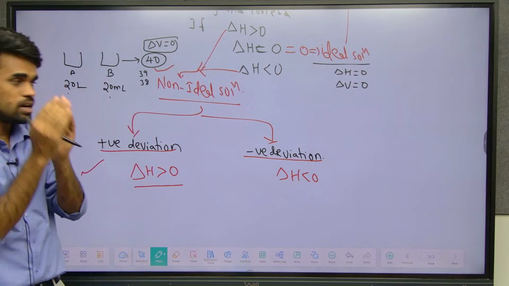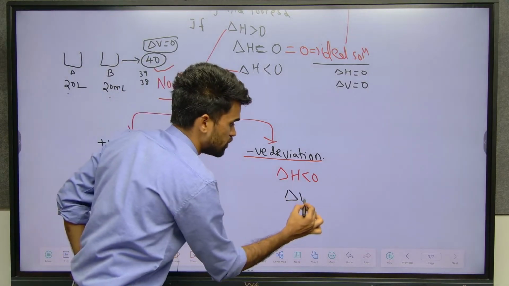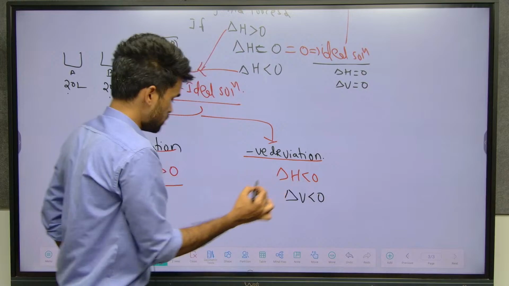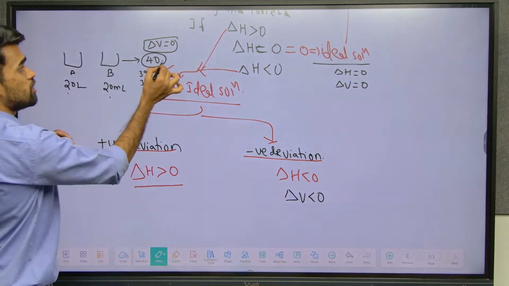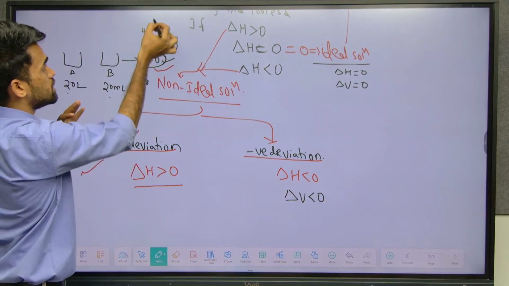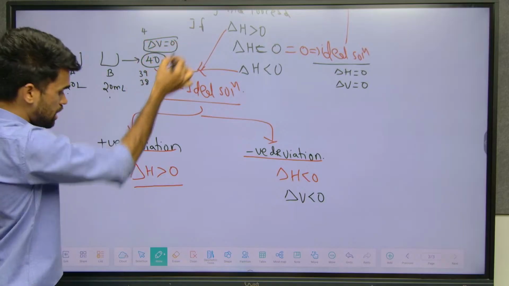Volume is decreasing now. So negative deviation. Delta V should be less than 0. Okay. Sometimes instead of 40, we may see more than this, like 41, 42. Like that I can say.